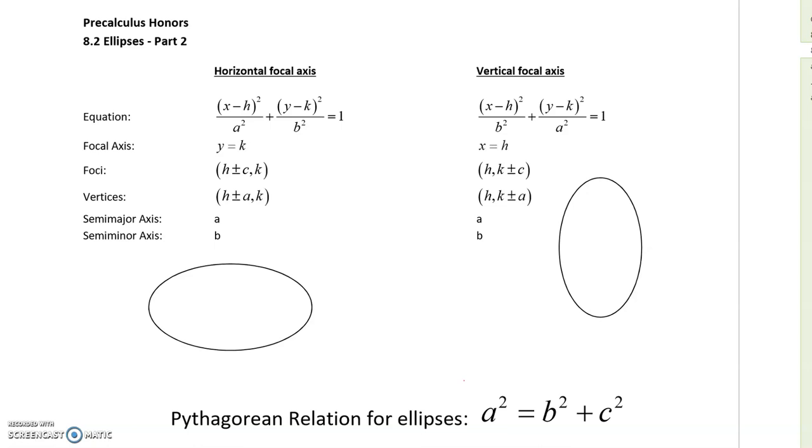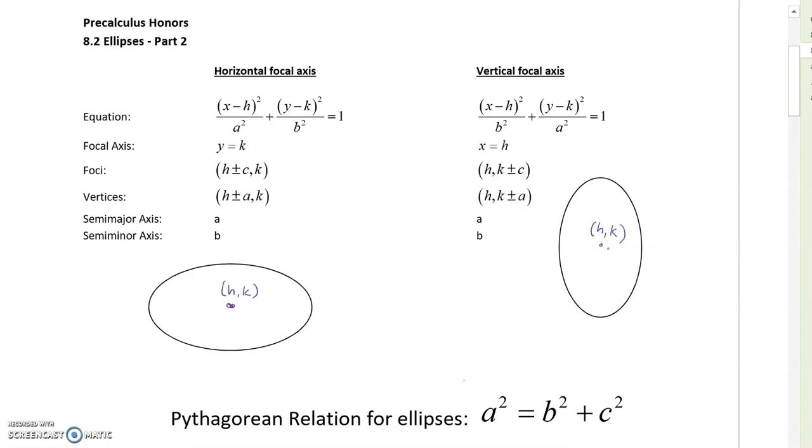Everything that's part of the X block, the block involving X, is a horizontal measurement. Everything in the Y term is a vertical measurement. So the H in the numerator part is the X value of the center point, and the K is the Y value of the center point. And it's the same no matter which way the orientation goes.